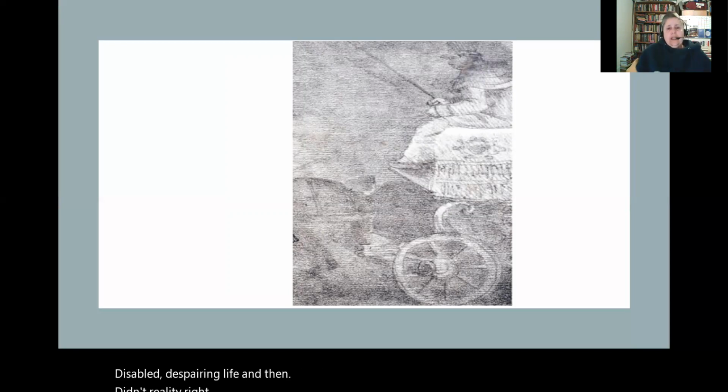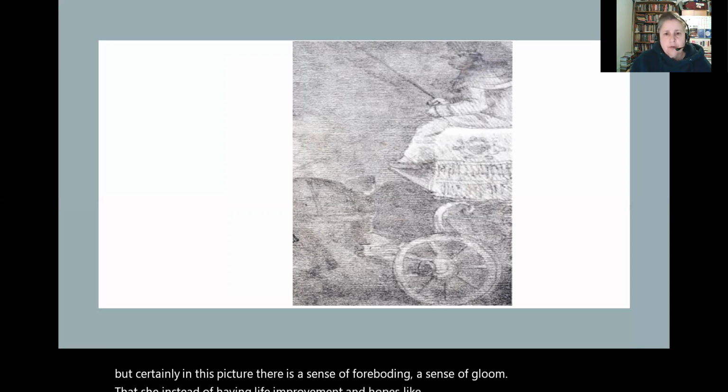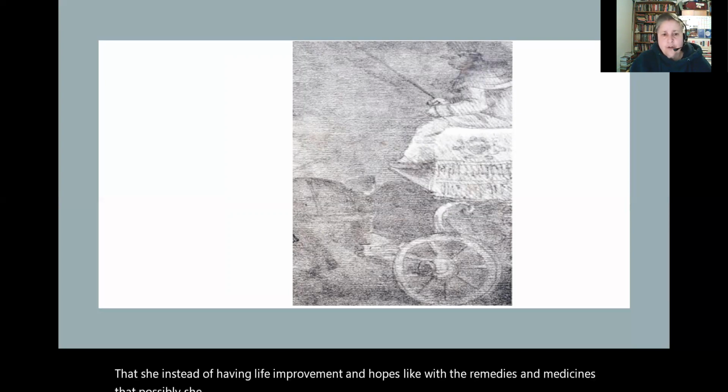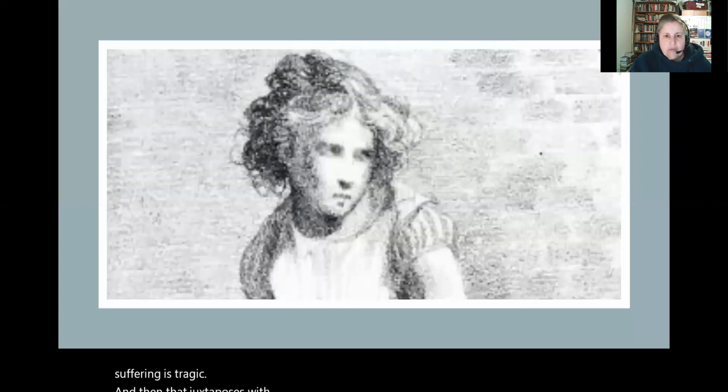So you get this sense then that, you know, we don't know where this woman is going, but certainly in this picture there is a sense of foreboding, a sense of gloom, that she, instead of having life improvement and hope, like with the remedies and medicines, that possibly life for her is going to lead to some kind of imminent death at some point, maybe. So this idea that her suffering is tragic, and you know, that juxtaposes with the next image, as I said, of the woman and child.